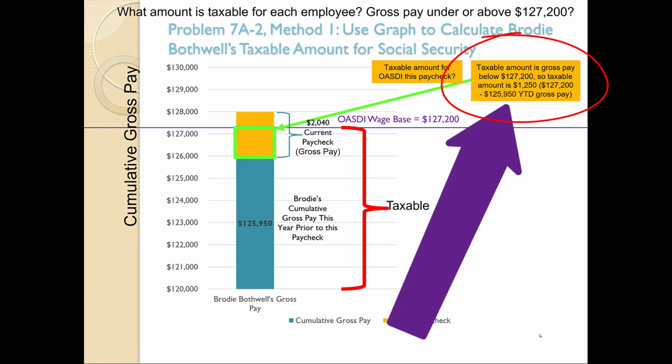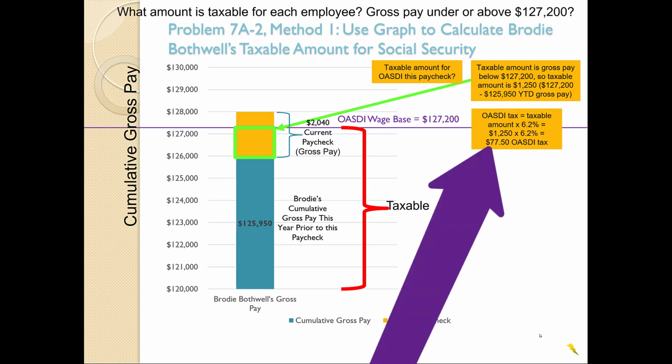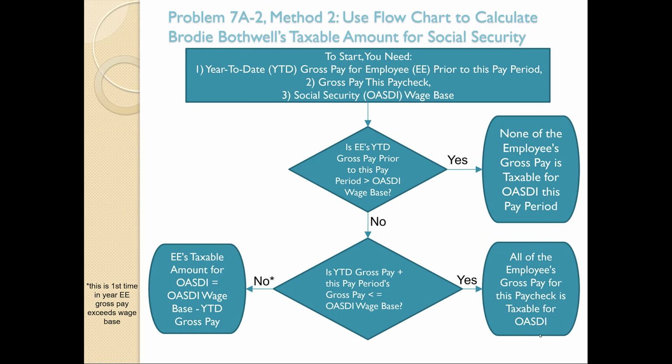So you get the taxable amount of $1,250. Now we don't need to calculate the OASDI tax at this point, but if you wanted to, it would be $1,250 times 6.2%. So Brody will pay $77.50 in OASDI tax for this paycheck. Now, in case you like method 2 better, we will go over that.